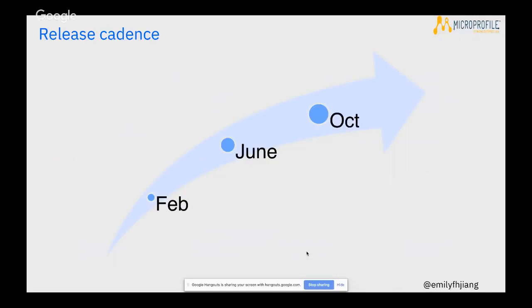And as I mentioned earlier, in February we did the MicroProfile 2.2 release. What's this year's release pattern? What's the future release cadence? Actually, we also discussed in the MicroProfile community that from now on we want to release three times per year. We want to release in February, June, and October. So our next release will be in June.